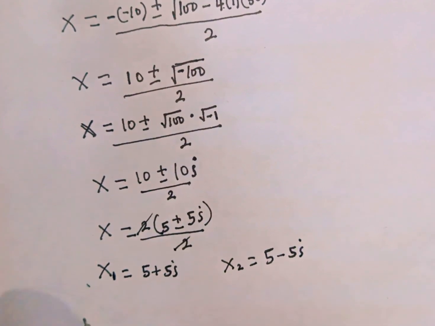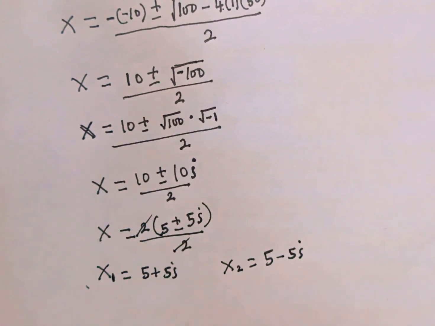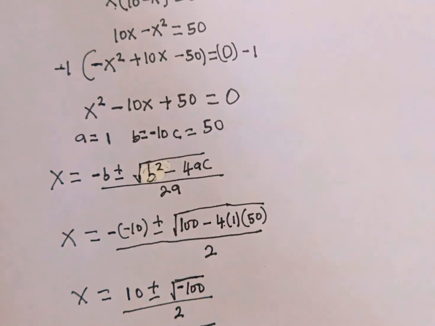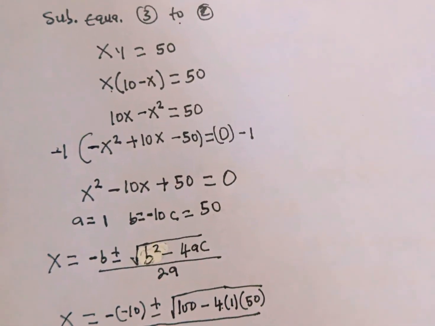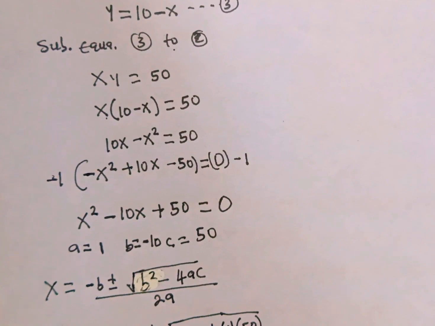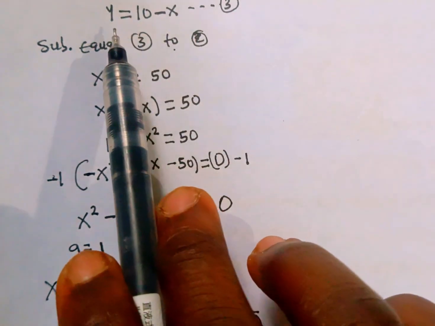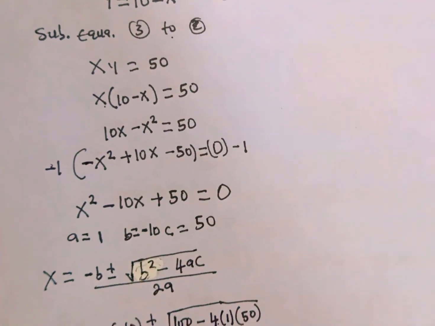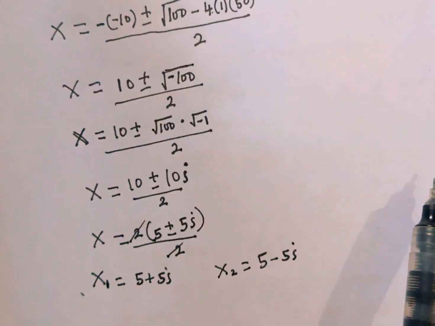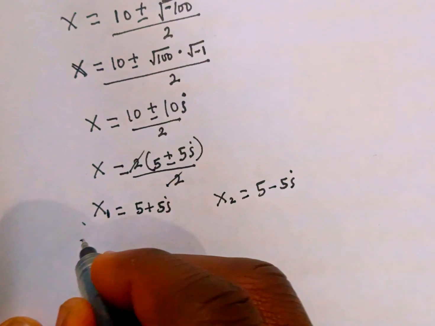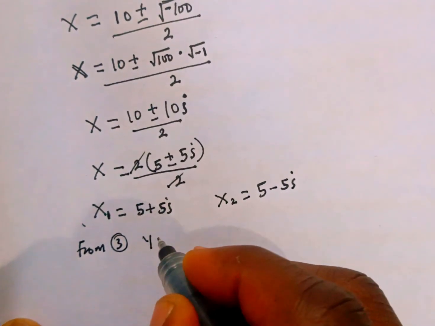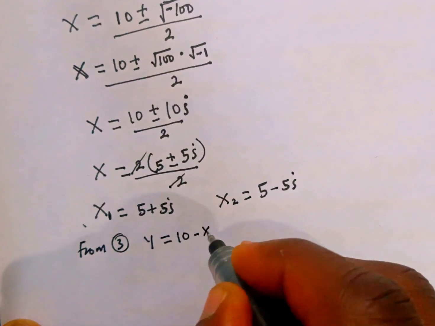All we need to do is to substitute this value of x into any of the equations. Which equation? We're going to pick equation 3. So we're going to substitute the value of x into equation 3. As you can see from equation 3, y is equal to 10 minus x. So if we copy from equation 3, we solve y to be equal to 10 minus x.